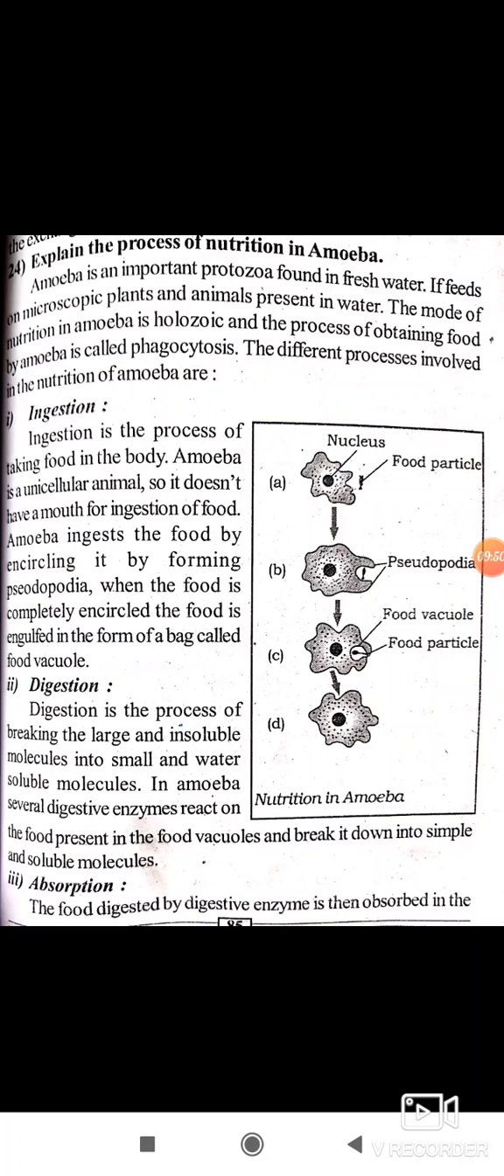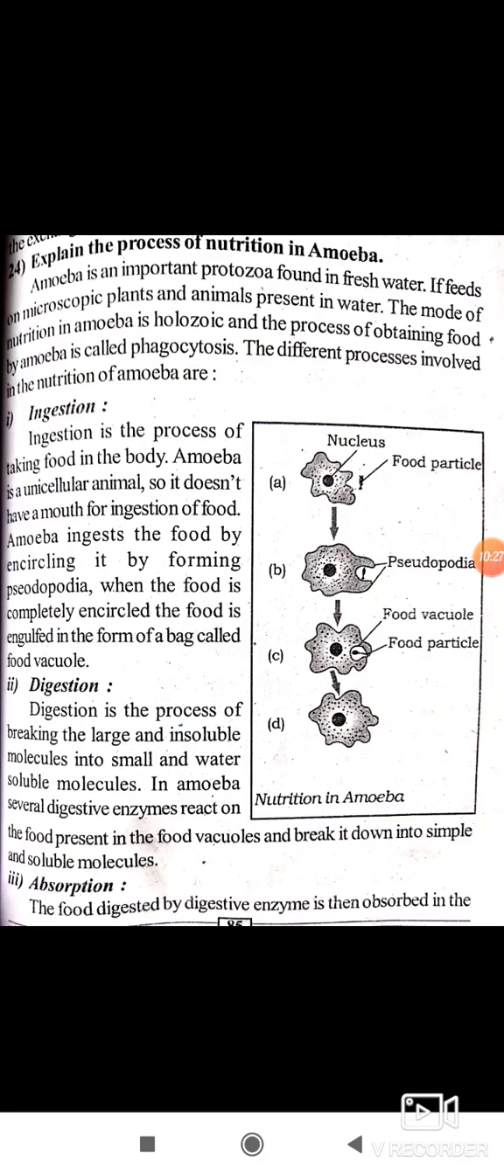So amoeba is a unicellular animal. It does not have a mouth for ingestion of food. So amoeba ingests the food by encircling it by forming pseudopodia. When the food is completely encircled, the food is engulfed in the form of a bag called a food vacuole. And then digestion. So digestion is the process of breaking the large and insoluble molecules into small and water-soluble molecules.